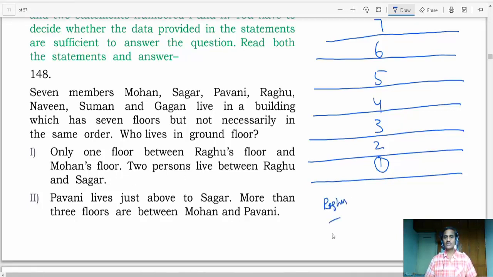Only one is there. That means Raghu and Mohan are staying on alternate floors. And 2 persons between Raghu and Sagar. Exactly 2 floors between Sagar and Raghu.